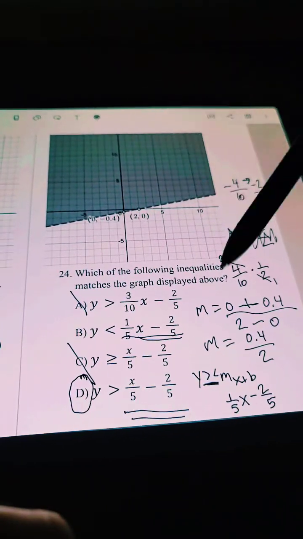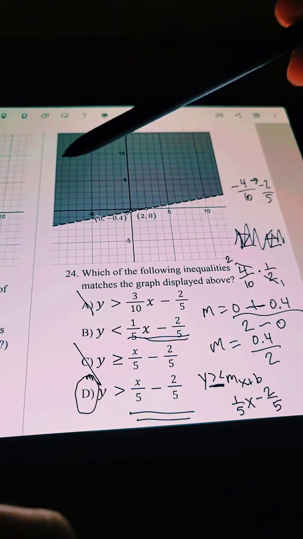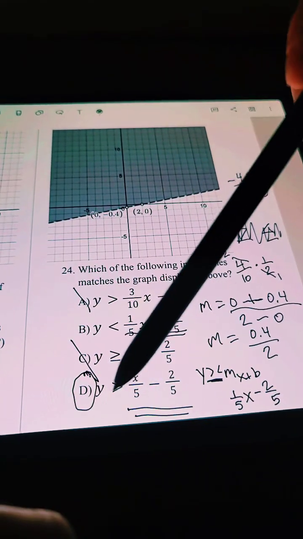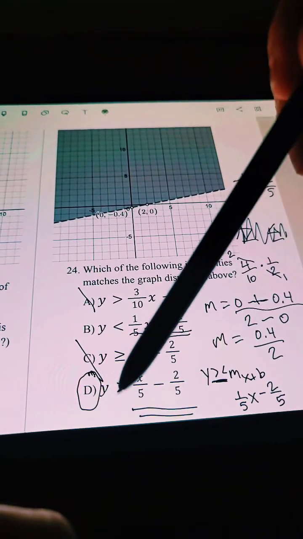But it's literally the same thing as y equals mx plus b, except the dotted line thing, and where the shading is with your inequality symbol.